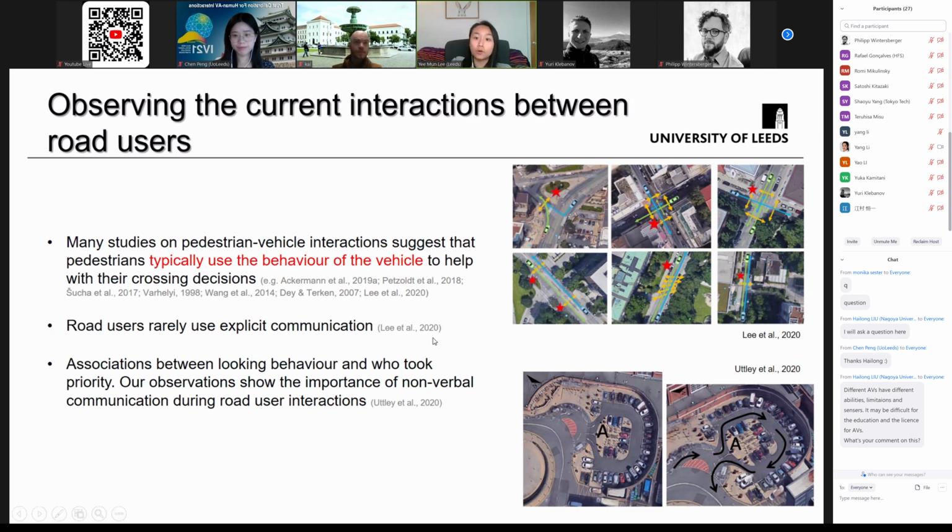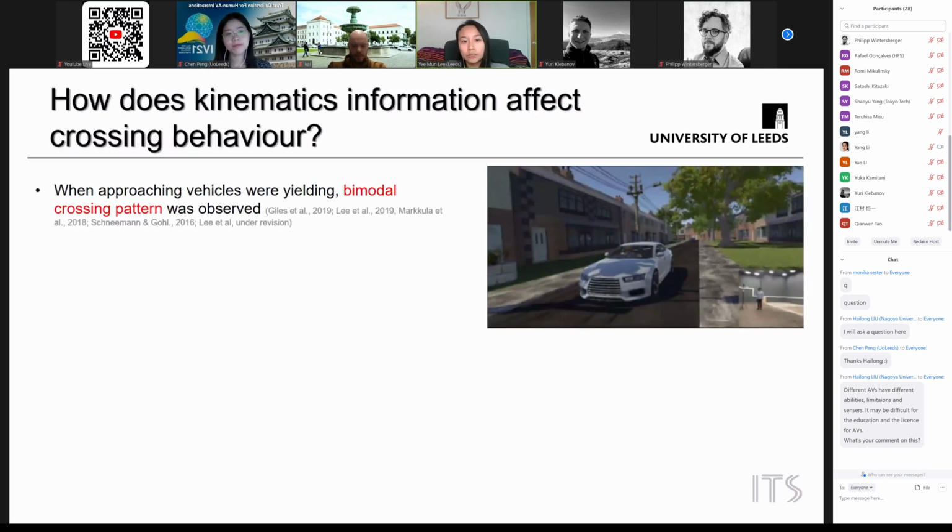Of course, not observing it on this 50 kilometers per hour road doesn't mean that it does not exist. We're also trying to investigate a bit more in terms of kinematics information and how it actually affects crossing behavior. In on-road observations, you are able to observe whether things happen or not, and a lot of associations, but not specifically the cause and effect that we're talking about here.